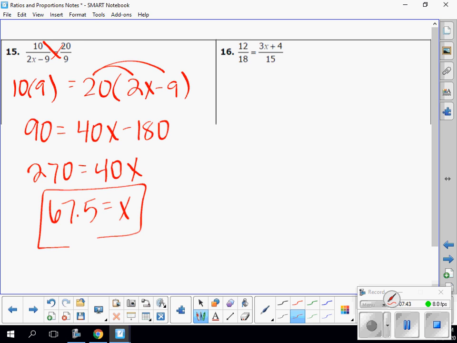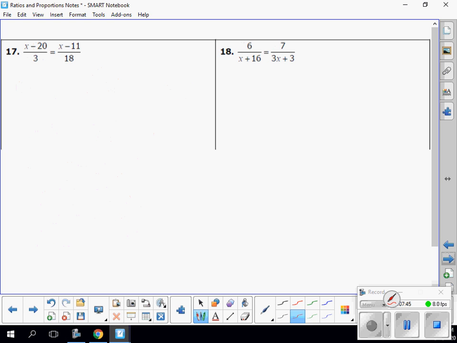All right, let's look at number 18. So on 18, what happens is we have two binomials now. So anytime you see it, you can put parentheses around it if that helps you. We're cross multiplying, so 6 times that 3x plus 3 in parentheses, and 7 times that x plus 16. Make sure you distribute.